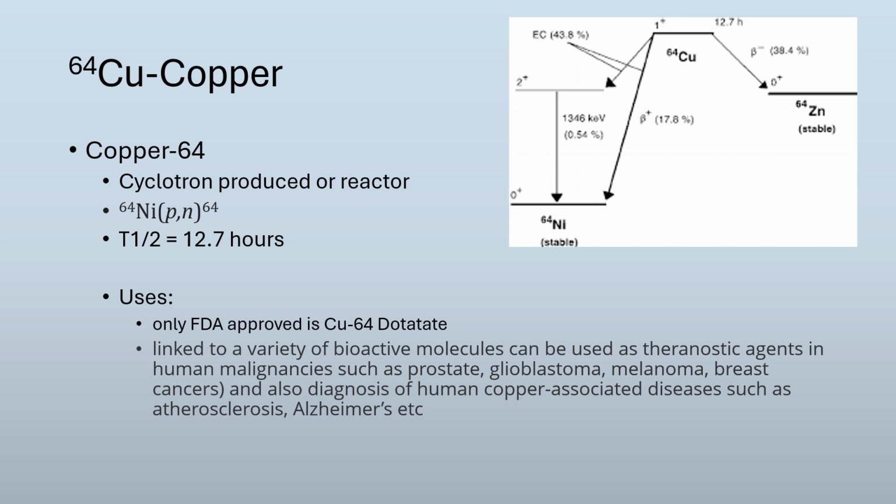In the top right-hand corner of the slide, you see the decay scheme for copper. It comes from nickel and then decays down to zinc, and it has that beta positive release. It also has electron capture. The only FDA approved agent using copper is copper-64 dotatate, although copper-64 is used in a lot of clinical research and new drug developments.